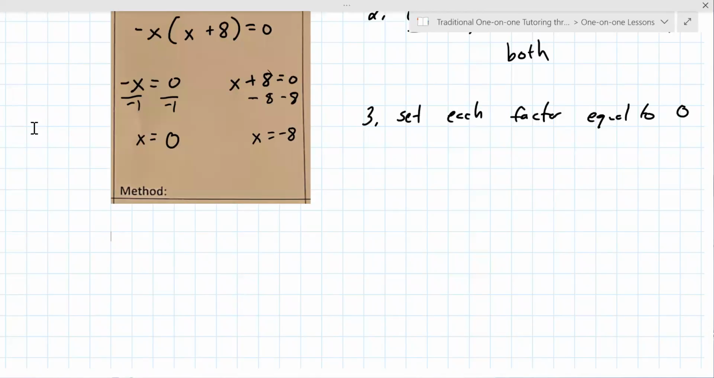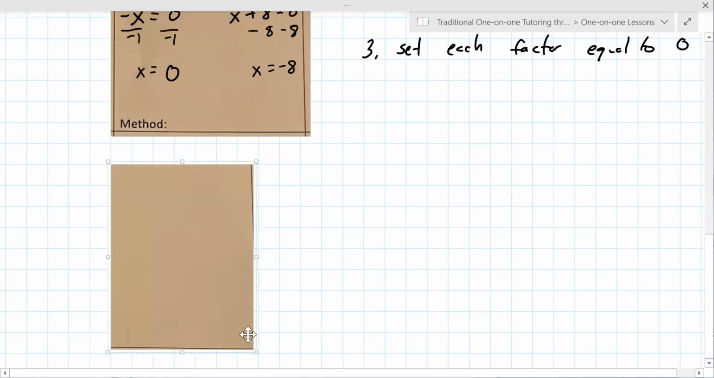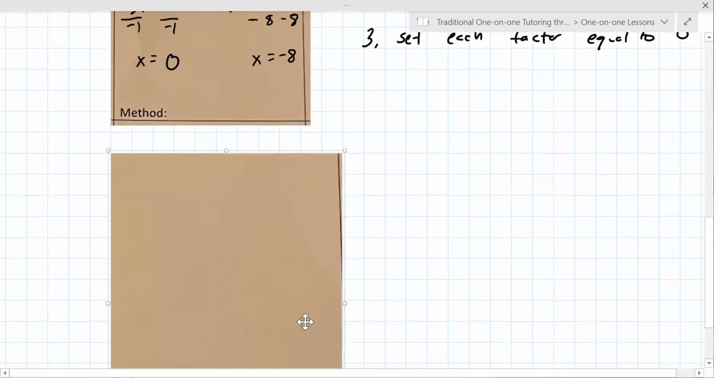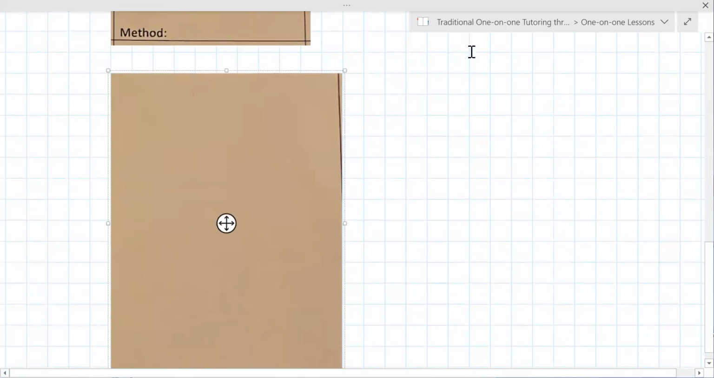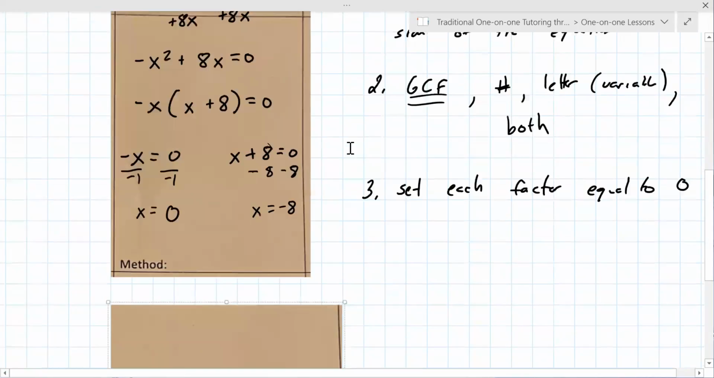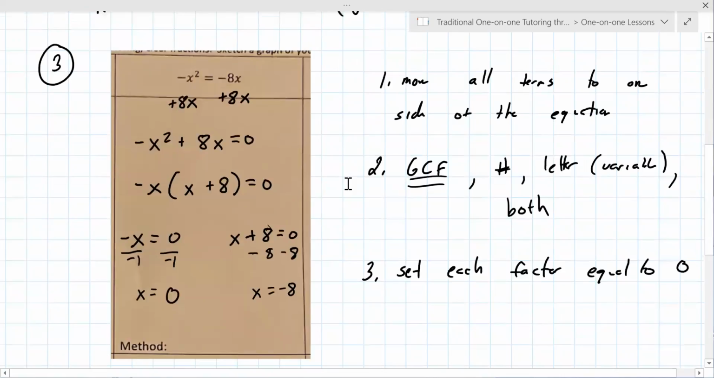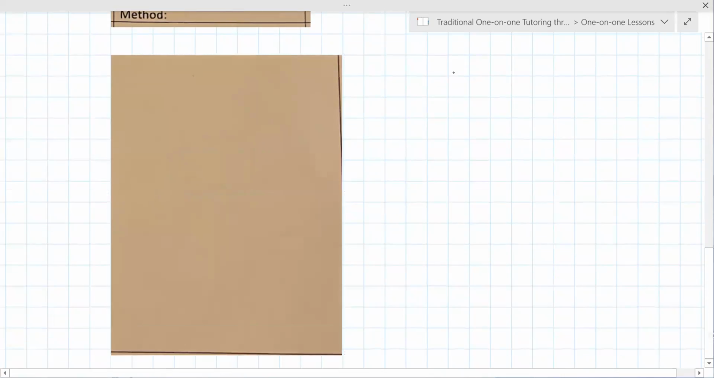Okay, so now we're going to graph the solution. It says to graph the system. This is a little bit weird, but if you go back and look at the original question, the original question is minus x squared equals minus 8x. Do you see that? I think what they mean is they really want you to graph y equals minus x squared and then y equals minus 8x.